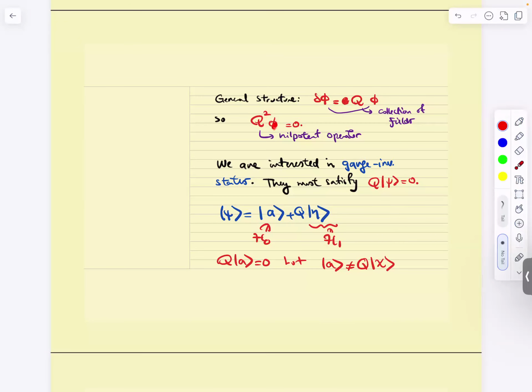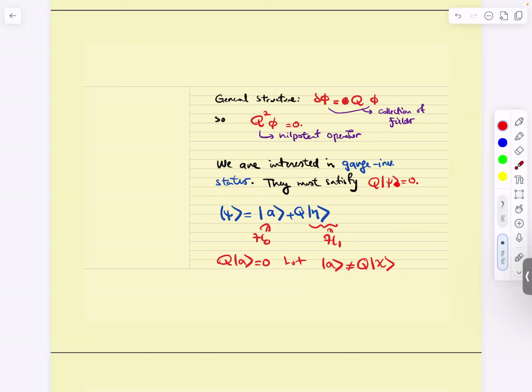Now Q squared of phi is 0. This is nilpotent, right? It comes from the fact that Q is proportional to epsilon. And we're interested in gauge invariant states. These are gauge invariants. This is a gauge transformation. These states must be killed by Q.